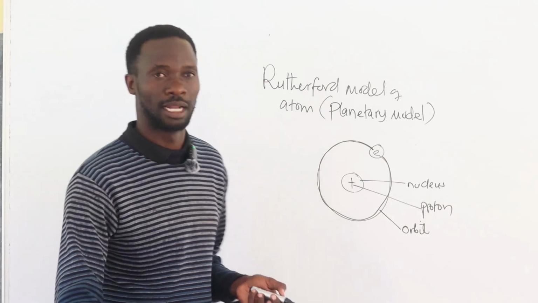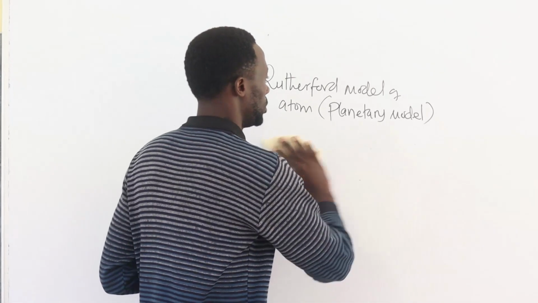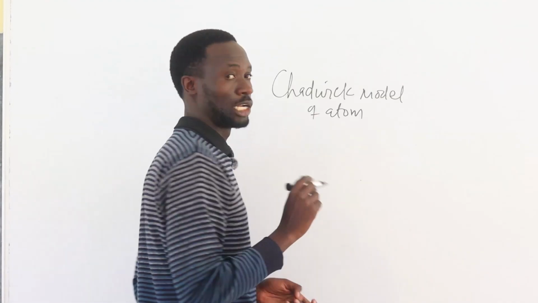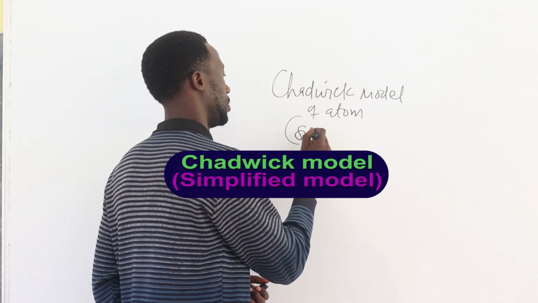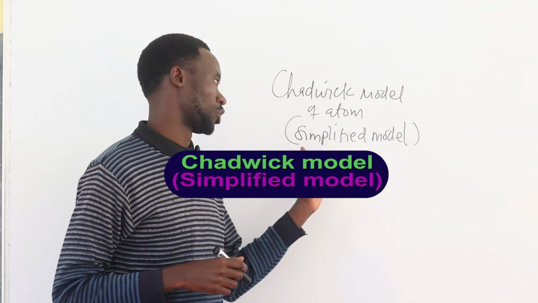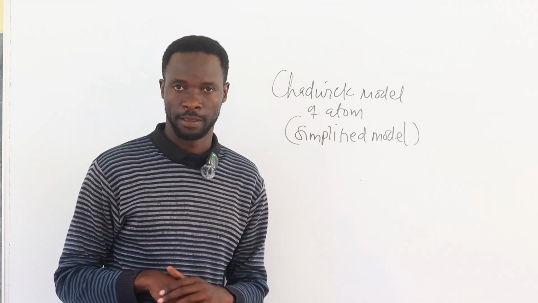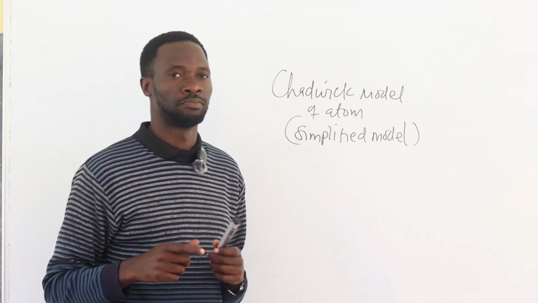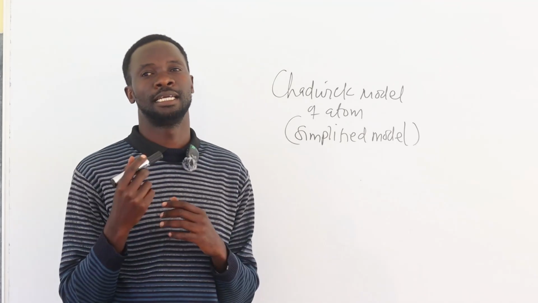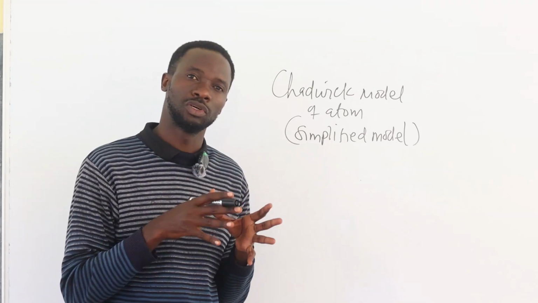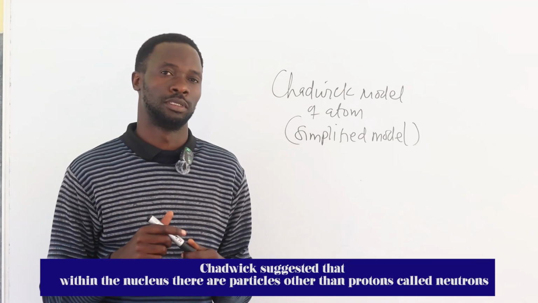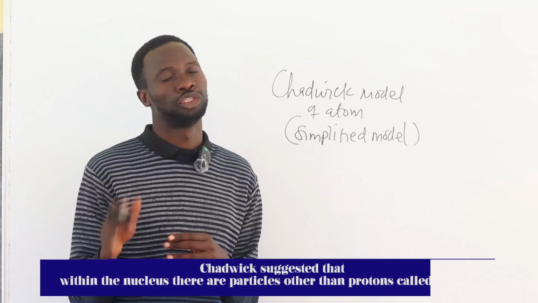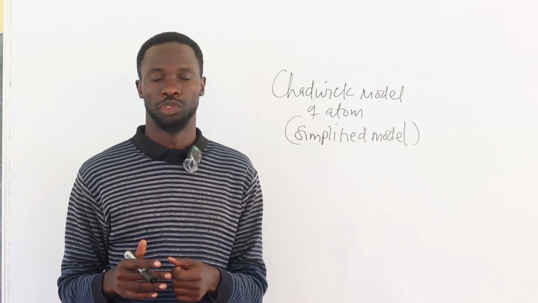Now let us finalize with the last model, which is the Chadwick model of atom. This Chadwick model is also called the simplified model. Chadwick measured the atoms and realized that inside the nucleus there are particles other than the proton. These particles have no charge, and they are called neutrons.